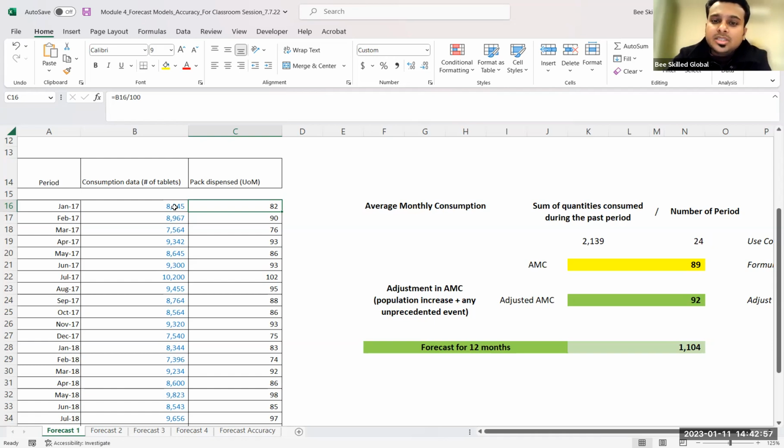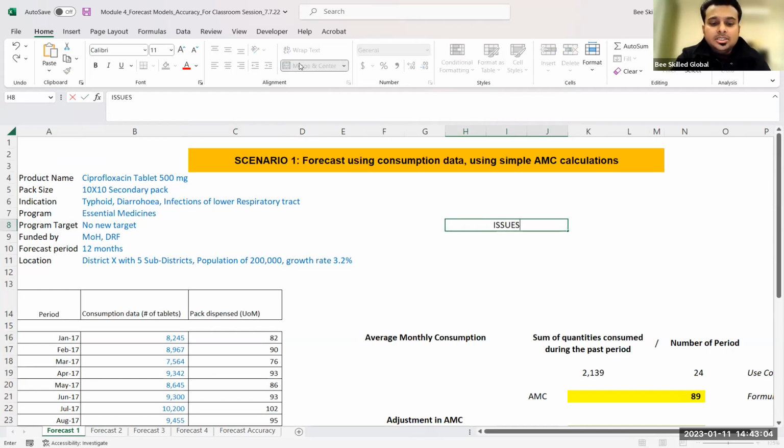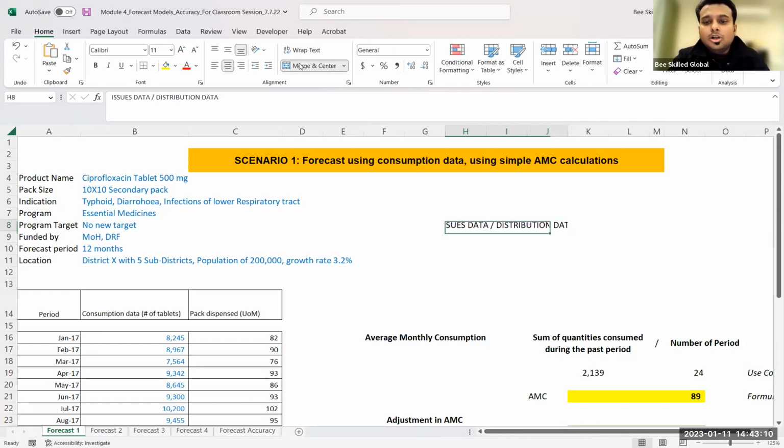Please do remember that. I can also write it here so that some of you can understand it better. Issues data or distribution data should not be used for forecasting. I mean, if you have no choice, that's a different story.